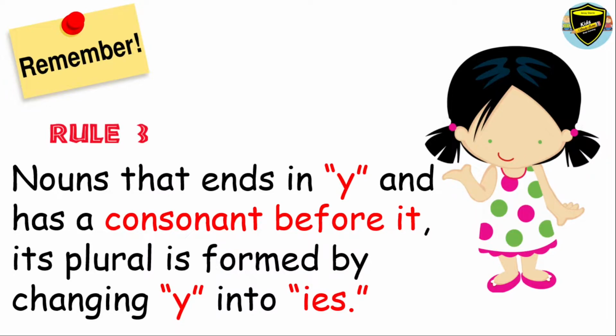So, as per rule number 3, if the noun ends in Y and has a consonant before it, then its plural is formed by changing Y into IES. If the noun ends with Y and there is a consonant before it, then you will change Y into IES. Now, let's see some examples to understand this better.